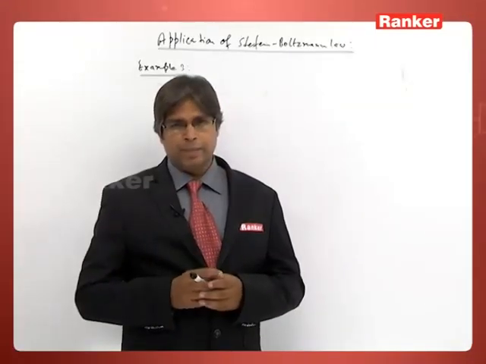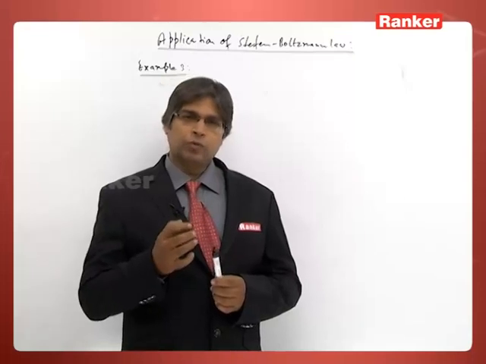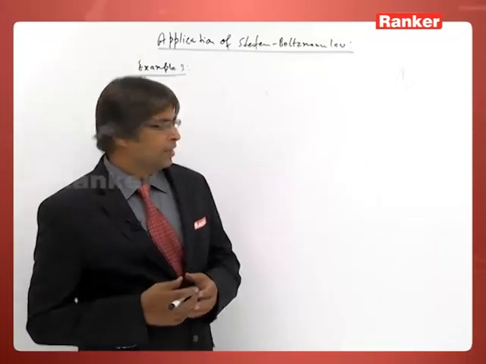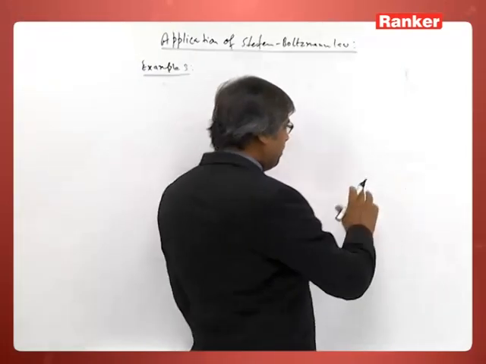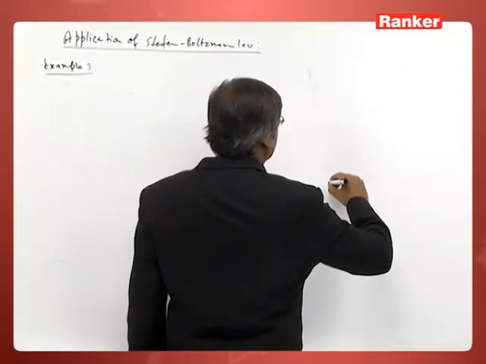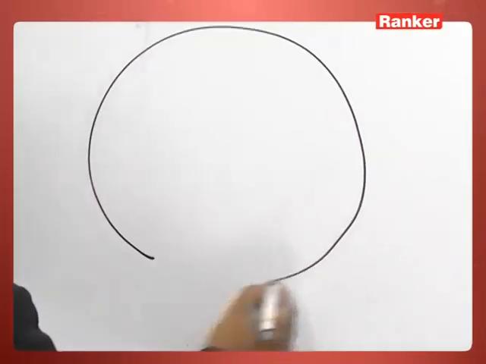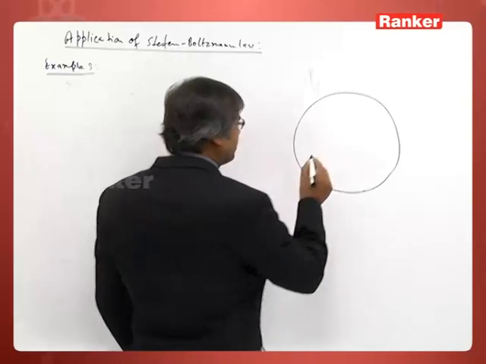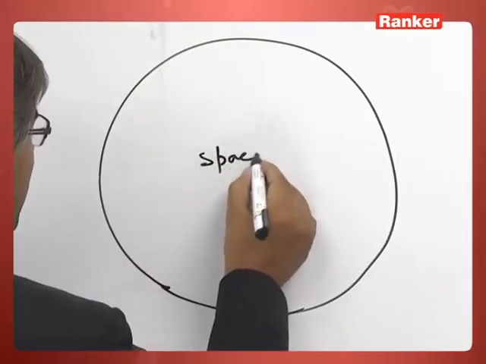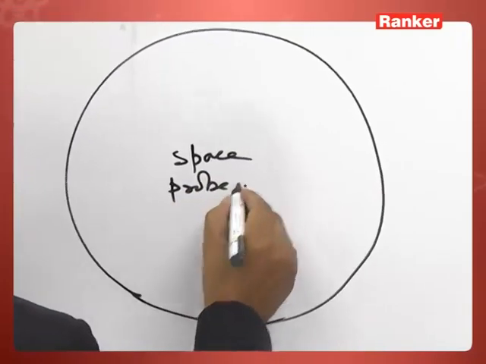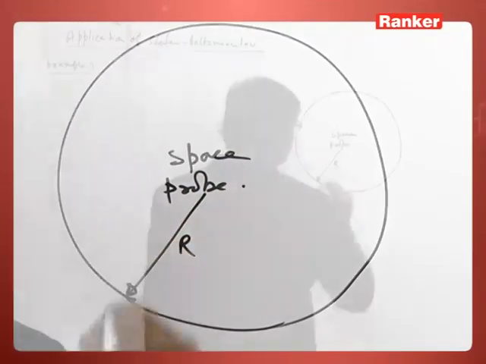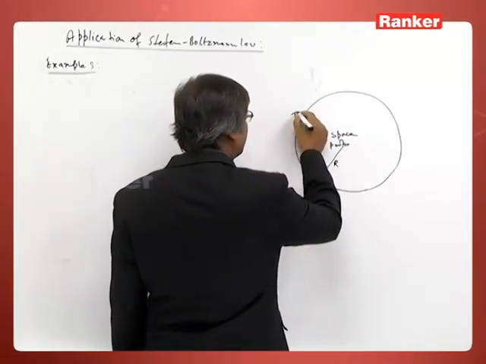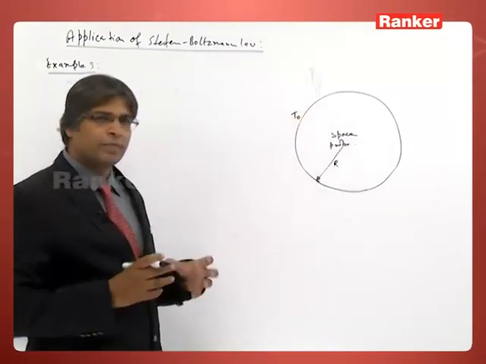Now let us take one more example to show what is the role of a black body and how it absorbs, how it radiates. So, now let us take a spherical probe. This is a spherical probe. So, we have a space probe, of radius r. Now, the temperature of the surface is here T naught. T naught is the surface temperature.